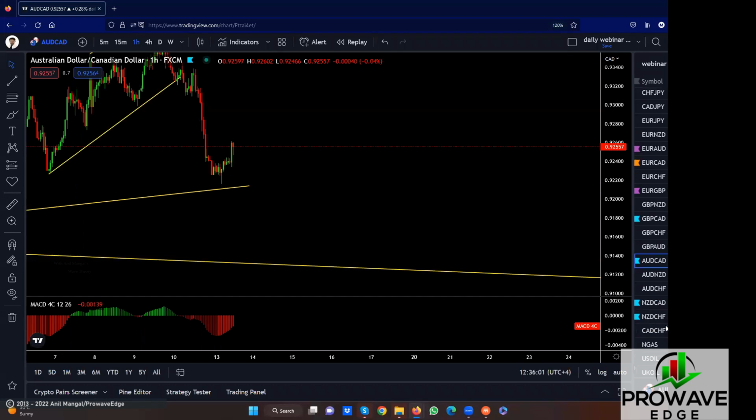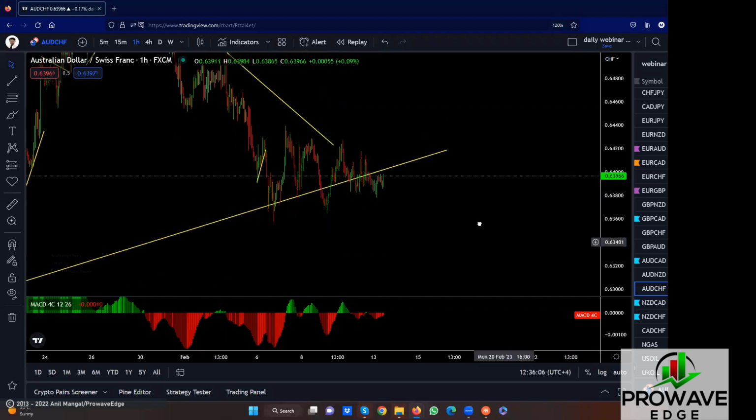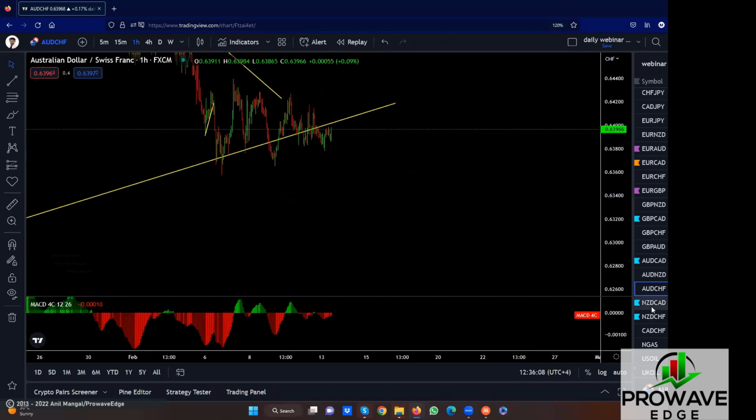We don't have anything in the Aussie New Zealand. It's a sell setup, Aussie Swiss. We don't have anything. It's consolidating. It'll take a while to consolidate in there, and then we're expecting downside most likely.